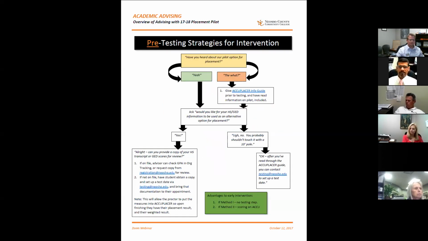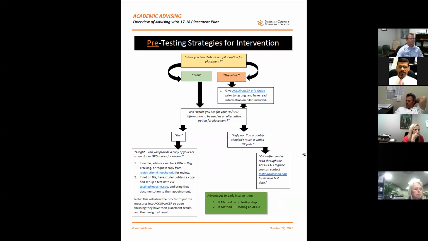All right, for all of our advisors, again, the goal is to have enough information to be able to share this with students and let them know a little bit about the process on how they would be evaluated. There's really two different points in time when you could come into contact with a student, either before they've tested or after they've tested.